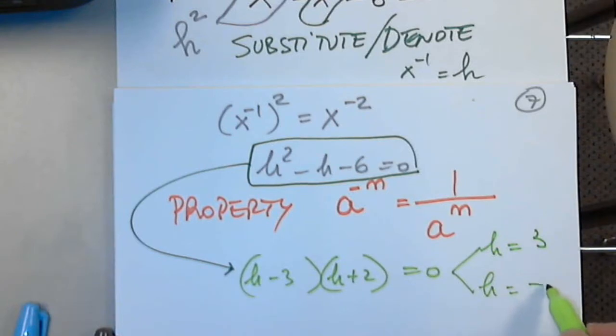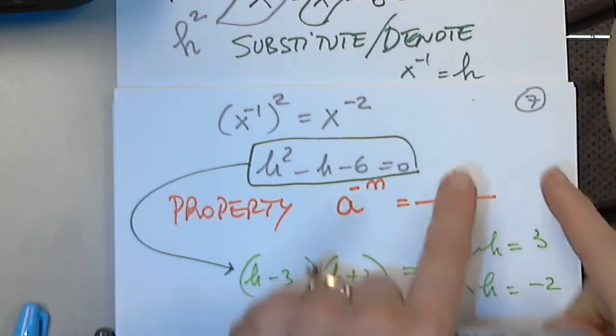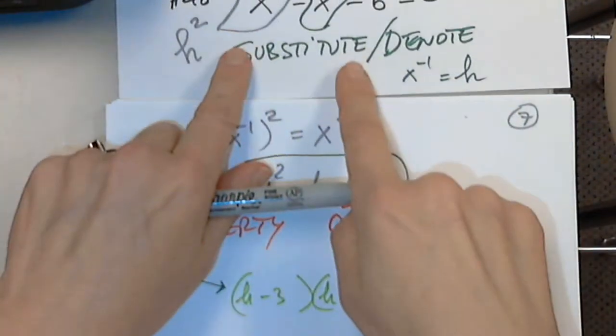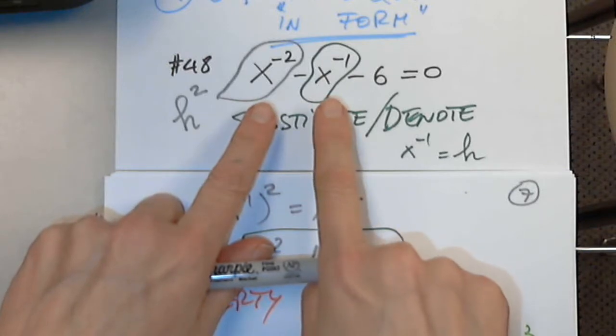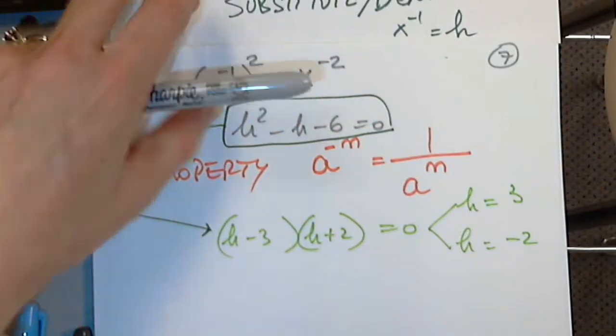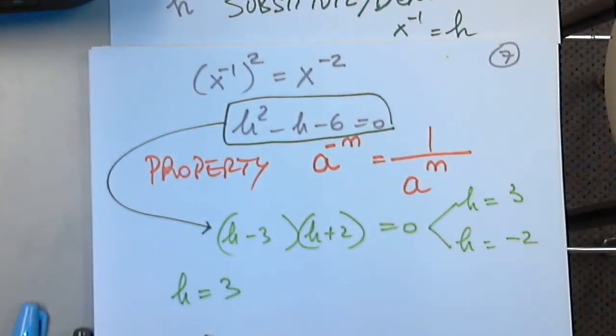3. This is good, but it's not good enough. Why is it not good enough? Yes, please. Because I solved for h. Well, this is our invention. But the equation is given in x. So I have to solve for x. So h equals 3 changes into another equation, and h equals -2 changes into another equation.